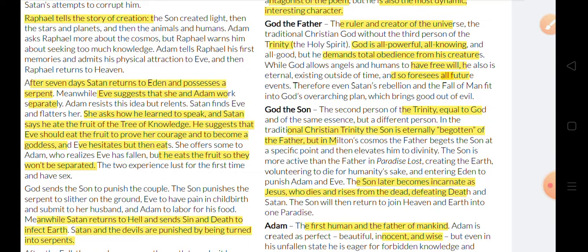And God the Father refers to God Almighty, the ruler and creator of the universe. But in the Christian faith, they have a concept of Trinity, meaning three: the first God, his son Jesus Christ, and the third part, the Holy Spirit. As we know, God is all-powerful, all-knowing, and demands that we submit our obedience before God, because he is our creator. And God has given us free will, and only God foresees the future.